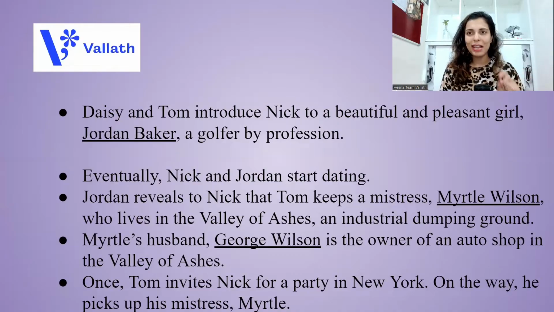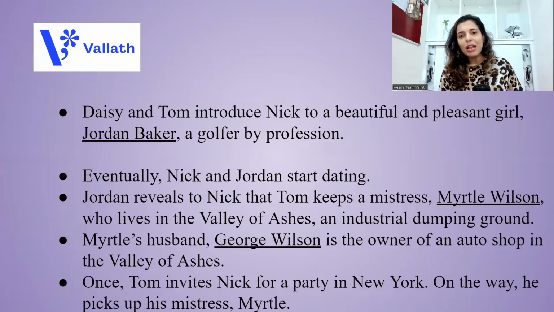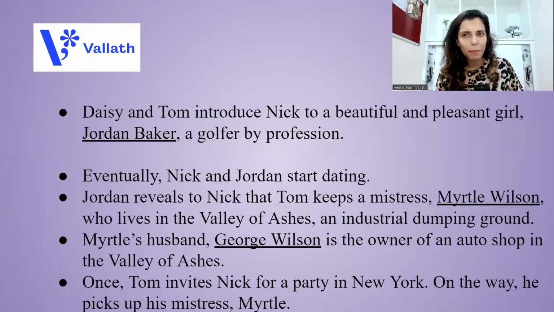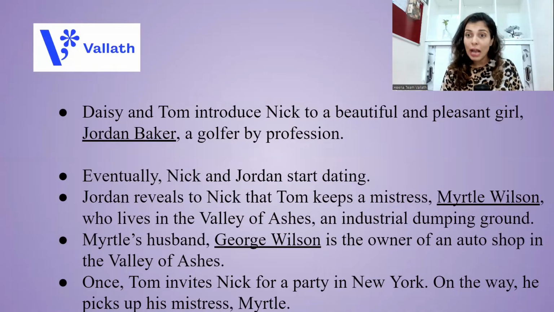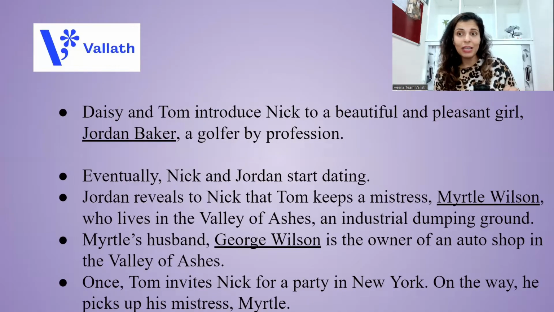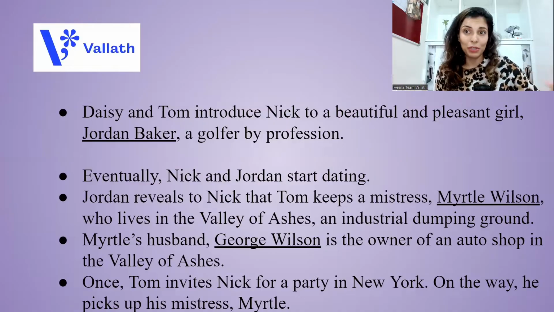So now Jordan tells the first secret to Nick. What is this secret? Tom keeps a mistress, Myrtle Wilson, who lives in the Valley of Ashes, an industrial dumping ground, which is in between East Egg and West Egg. Myrtle's husband's name is George Wilson. He is the owner of an auto shop in the Valley of Ashes.